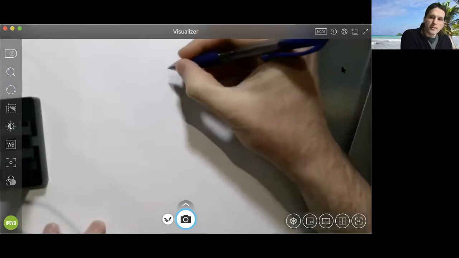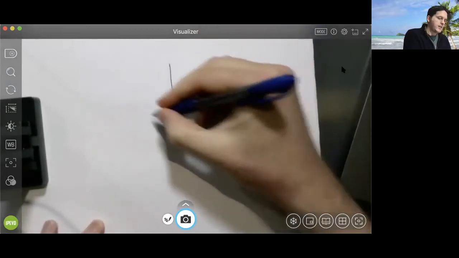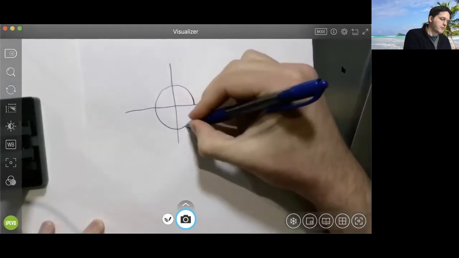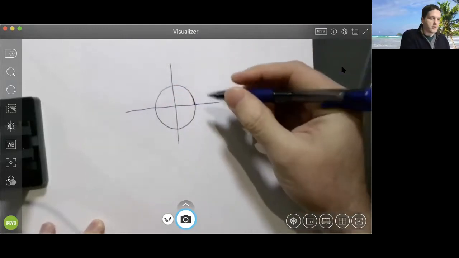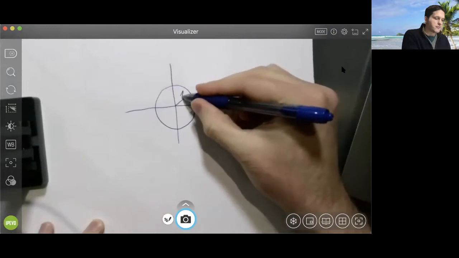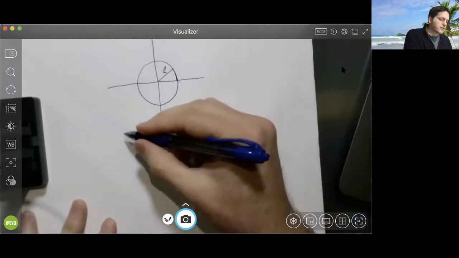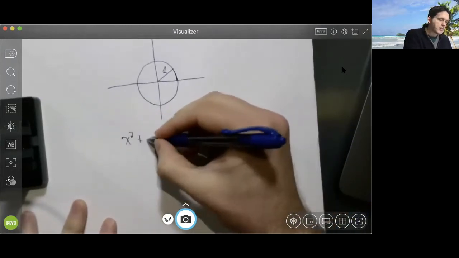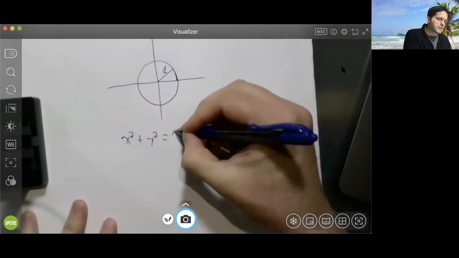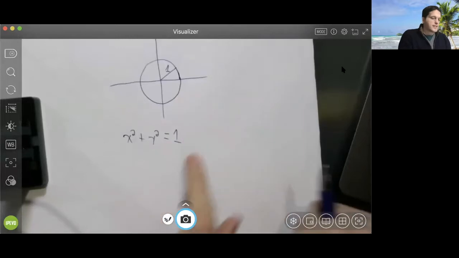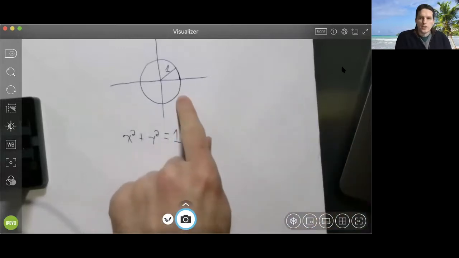For example, what about the unit circle? Here's a picture of the unit circle. It's a circle of radius 1, centered at the origin. The equation of this circle using rectangular coordinates is x squared plus y squared equals 1. But what would be the equation of this circle using polar coordinates?